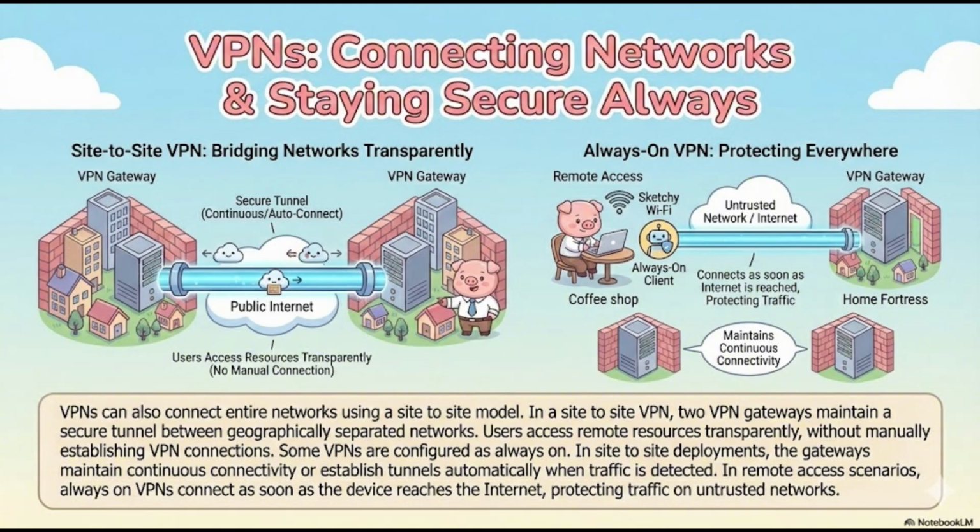Some VPNs are configured as always on. In site-to-site deployments, the gateways maintain continuous connectivity or establish tunnels automatically when traffic is detected. In remote access scenarios, always-on VPNs connect as soon as the device reaches the Internet, protecting traffic on untrusted networks.